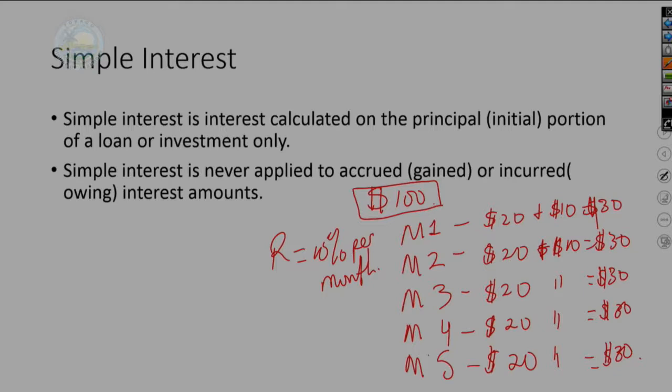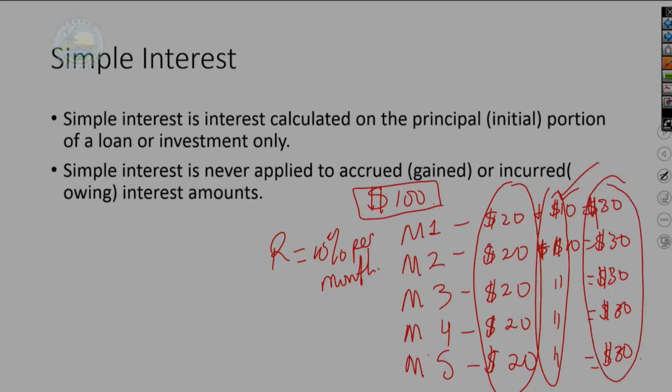Now, how much money did we end up paying in all? We ended up paying $150. Yeah? How much interest did we end up paying in all? We ended up paying $50 in interest. You're seeing what I'm talking about, right? So, this is how much we paid on the principal. This is how much interest we paid. And then this was the total amount. And that's important for you to remember.